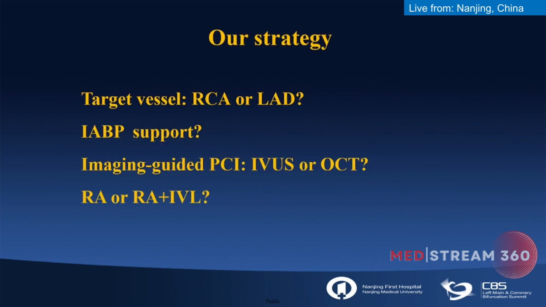Next. This time, the patient has symptoms. So what is our strategy? Cardiovascular support, RCA and LAD, imaging-guided PCI with IVUS or OCT, rotational atherectomy, or the combination with intravascular lithotripsy. That's all. Thank you. Very clear case introduction.